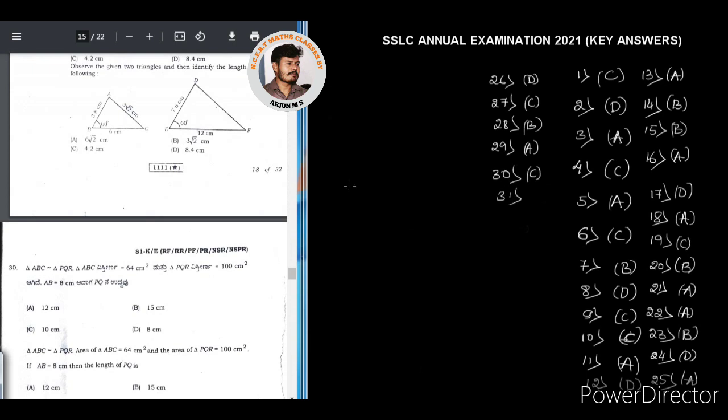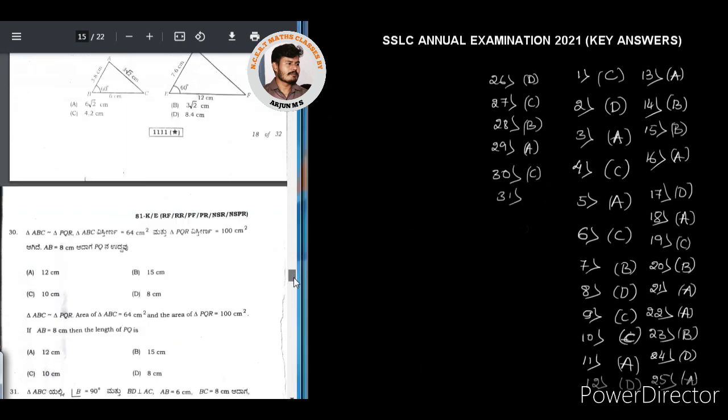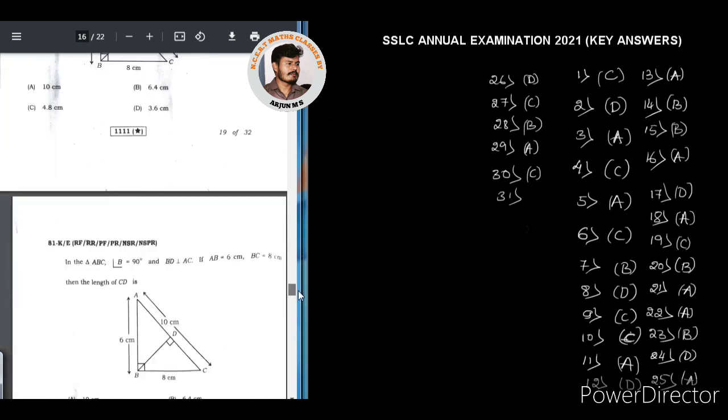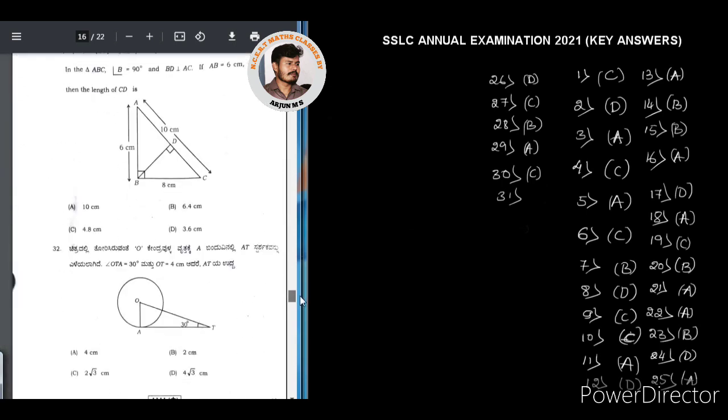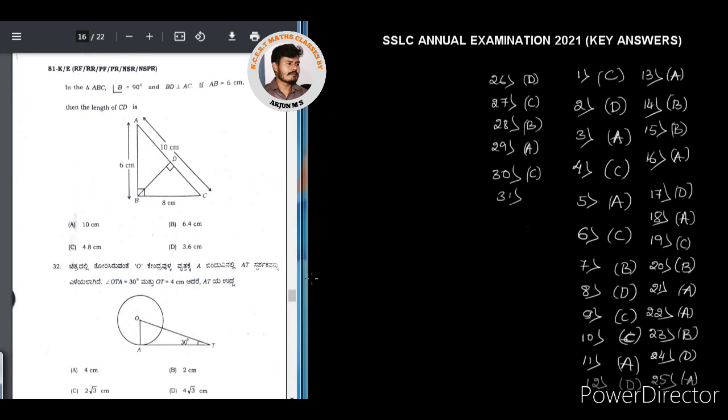Option C. So then 31st question. You just take down 31st question. This is also a very easy question. In triangle ABC, angle B is 90 degree. BD is perpendicular to AC. If AB is equal to 6 centimeter, BC is equal to 8 centimeter, then the length of CD is. So this particular problem belongs to theorem 2.7.